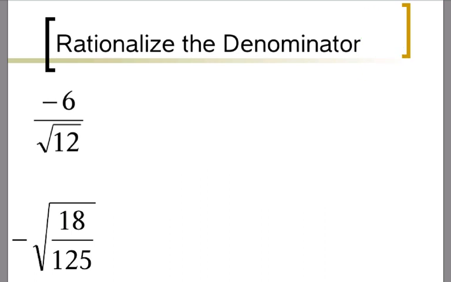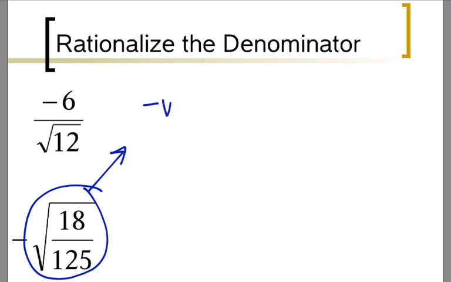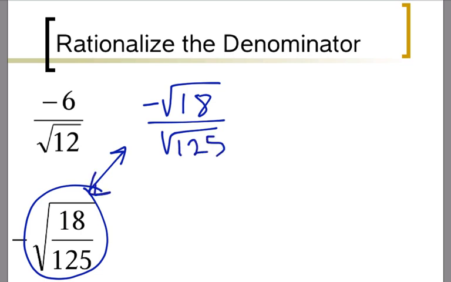Now taking a look at this next problem, we've got a square root of a whole fraction. Whenever you see this, if you can't reduce it the way it's set up, which you can't reduce 18 and 125, you need to rewrite it as negative square root of the top number divided by the square root of the bottom number. These are equivalent expressions, they mean the same thing: the square root of the whole thing or the square root of the top over the square root of the bottom.